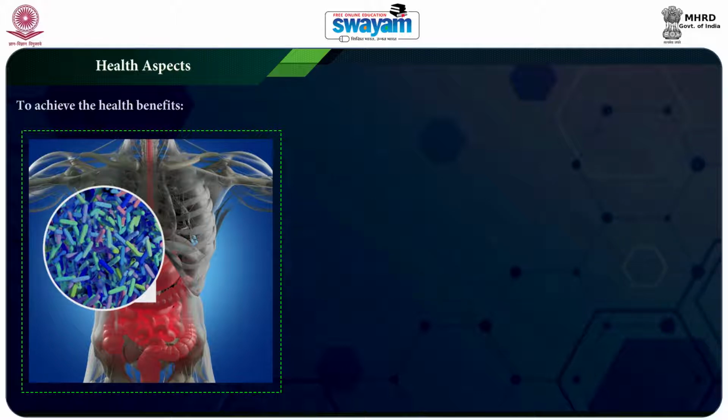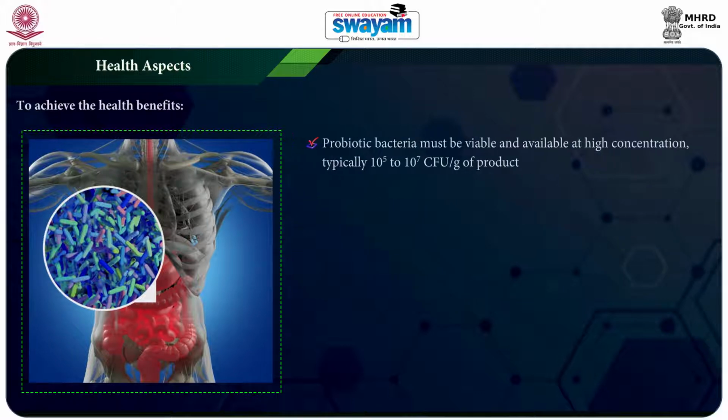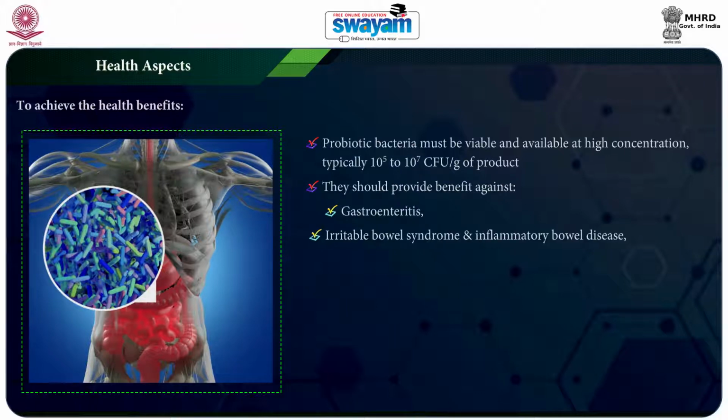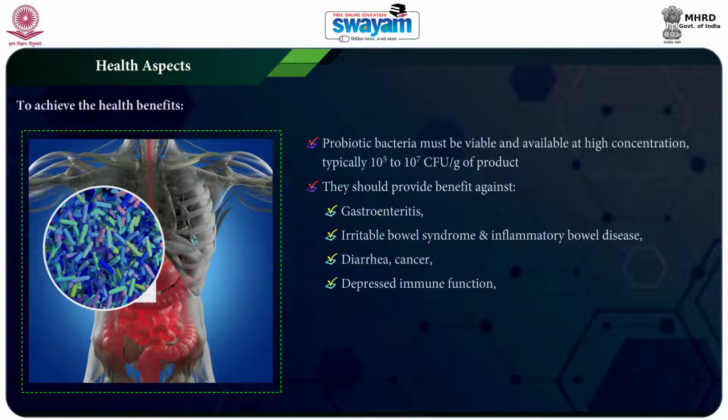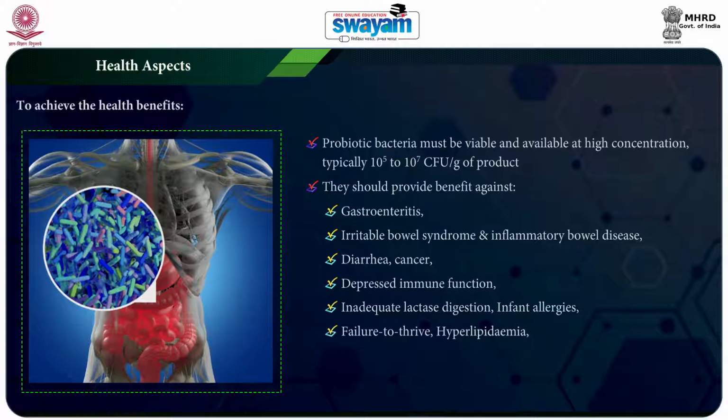To achieve the health benefits, probiotic bacteria must be viable and available at high concentration, typically 10^5 to 10^7 CFU per gram of the product. They should provide benefit against gastroenteritis, irritable bowel syndrome and inflammatory bowel disease, diarrhea, cancer, depressed immune function, inadequate lactase digestion, infant allergies, failure to thrive and many more.